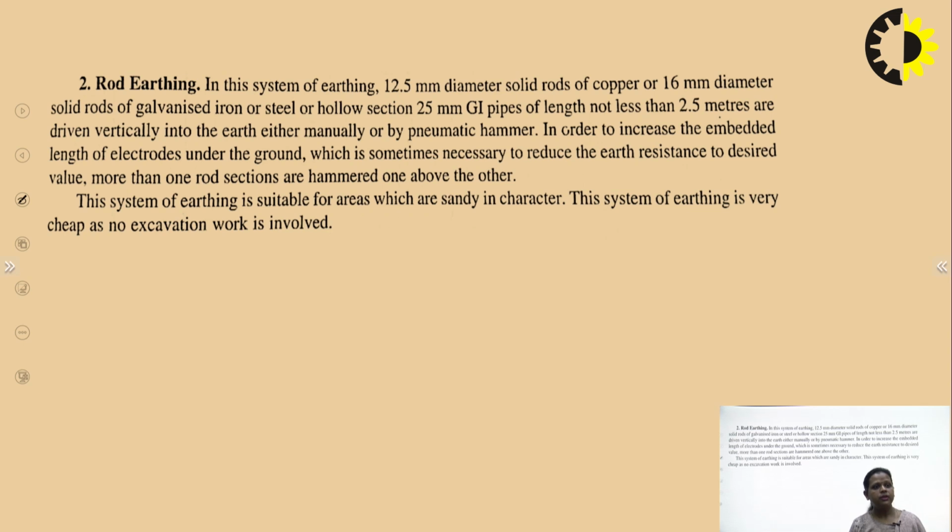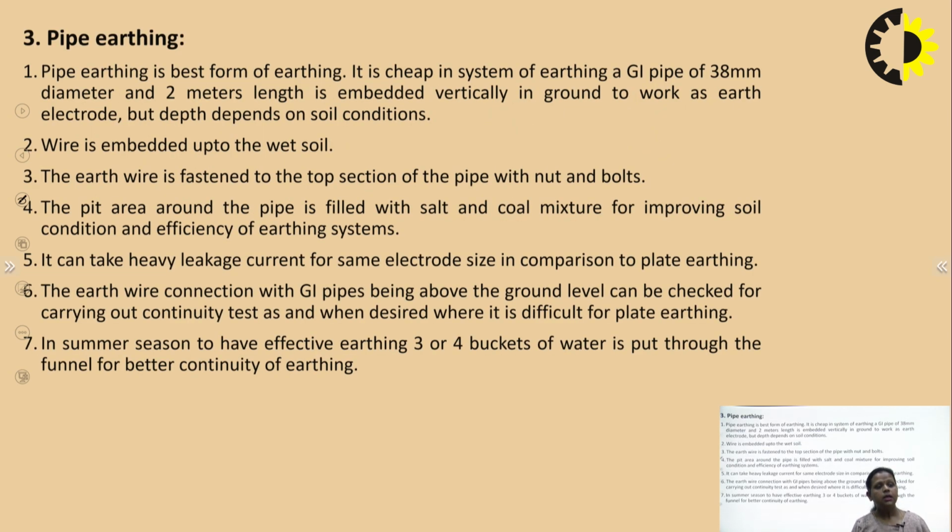And this system of earthing is suitable for areas which are sandy in character. And this system of earthing is very cheap as no excavation work is involved in this. Now the next is pipe earthing. So pipe earthing is the best form of earthing.